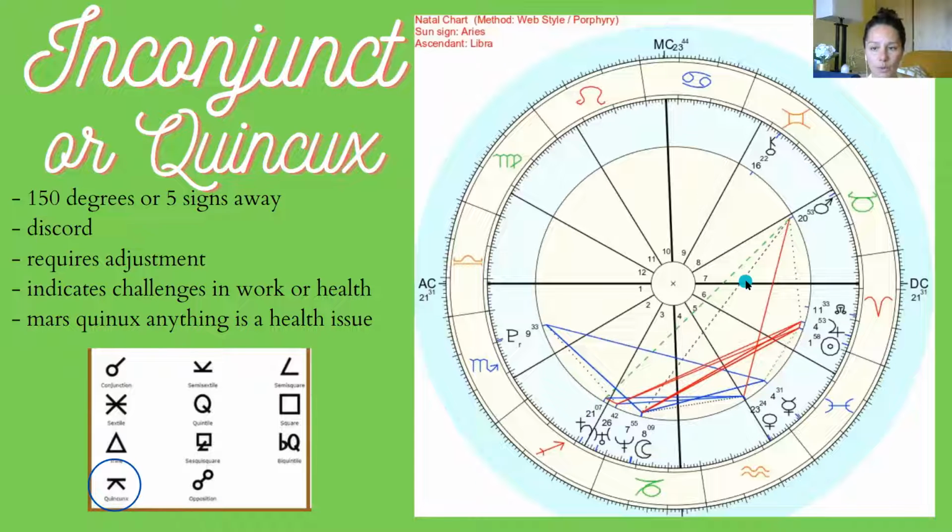Mars and Saturn are quincunx in my chart, which means there's discord, it requires adjustment, it indicates challenges in work or health. Mars quincunx anything is a health issue. So there we go, there are some health issues right there for me. Look into what that could mean for you.